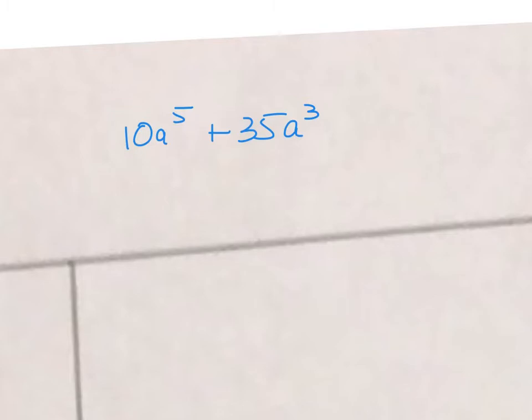And you would ask yourself, class, is there a common factor? Is it 5? Is it 5a? No, 5a cubed. Remember, the variable you can factor out to its lowest power. Okay, so if you take a 5a cubed out of 10a to the 5th, it's going to leave you 2a squared. If you take a 5a cubed out of 35a cubed, it's going to leave you with 7.